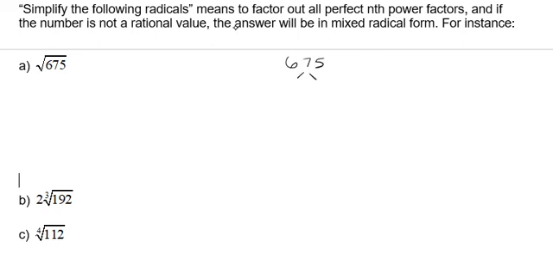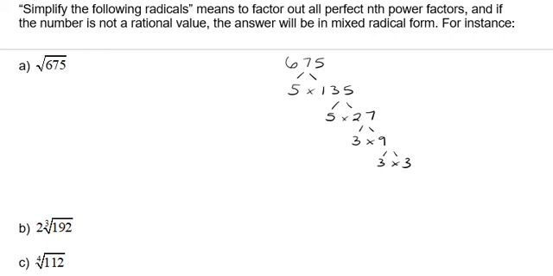So if we take 675 and we break it up into factors, we can see that 5 comes out of 675, which leaves me with 135, and then I can take out 5 again, which leaves me with 27. I can break 27 into 3 and 9, and I can break 9 into 3 and 3. If I'm looking for perfect squares that come out of this, because it's a square root, that means factors that show up twice. So I'm looking at the leaves of my factor tree, just the things on the very end.